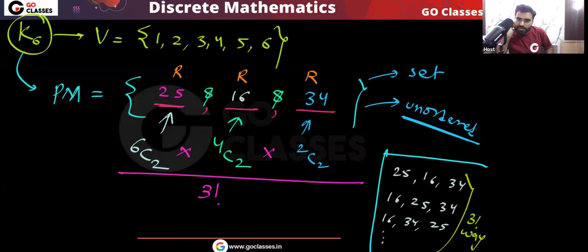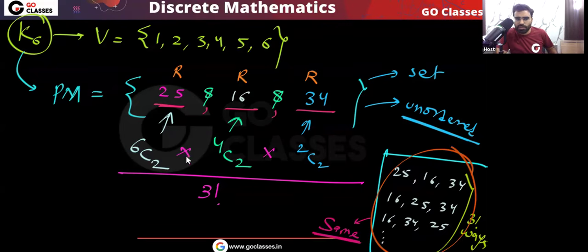3 factorial ways, and all these 3 factorial ways are basically the same. Yes or no? These are basically the same, so that is the reason we are dividing by 3 factorial. Did you understand? You can see 2, 5, 1, 6, 3, 4, 1, 6, 2, 5, 3, 4, 1, 6, 3, 4, 2, 5, and so on. Total 3 factorial will be there. Using these 3, total 3 factorial ways are there.